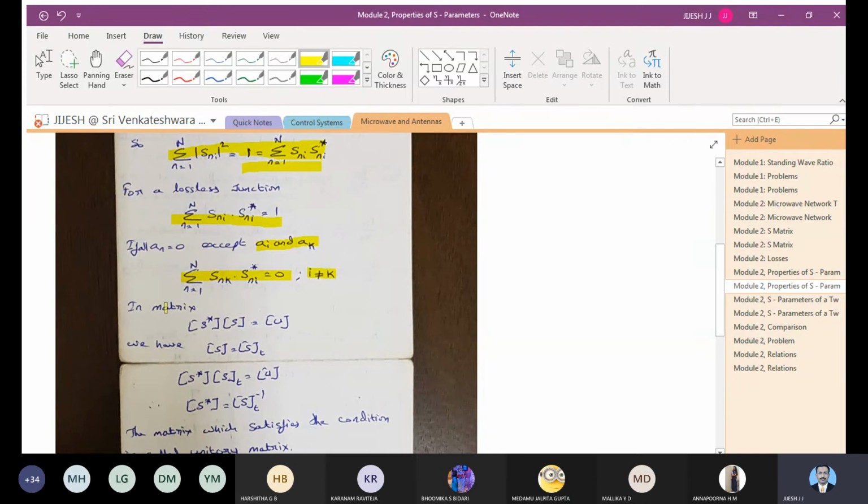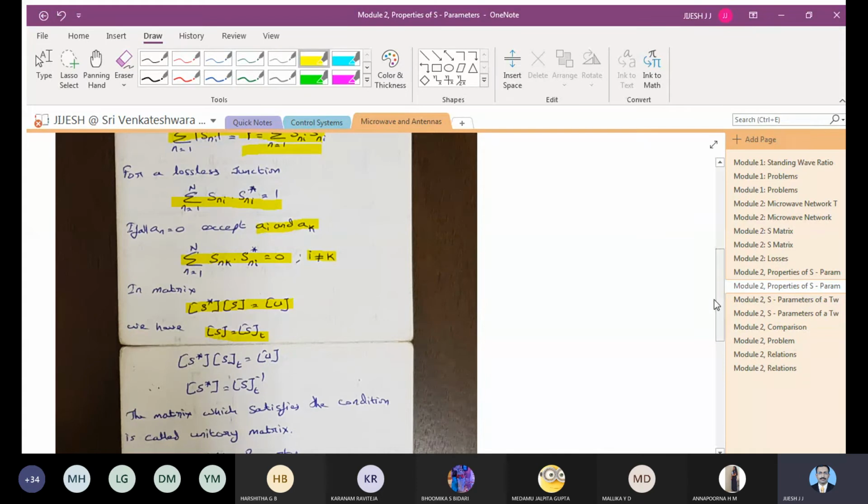Now in matrix form, we know that the conjugate of the matrix multiplied by the matrix is the same as a unitary matrix. This is the matrix property. So in matrix form, S conjugate multiplied by S is equal to the unitary matrix U. We have already defined in the second property that matrix S is equal to its transpose. So why can't we just replace the matrix S by its transpose? We redefine this and write it as S conjugate multiplied by S transpose is equal to U. And if you simplify it further, you can write S conjugate is the same as the inverse of the transpose.